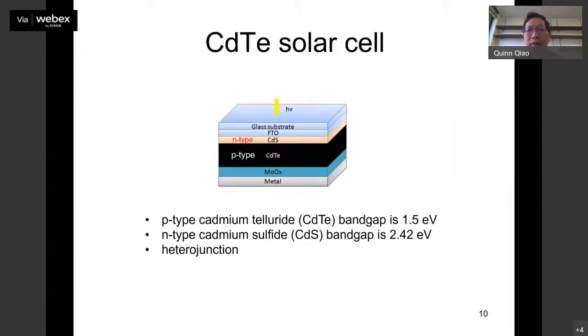So here shows an example of cadmium telluride solar cells. Basically you have cadmium telluride as P type, and then you have cadmium sulfide as N. Then you see this band gap Eg is 1.5 eV, and this band gap Eg is 2.42 eV. And then you form the junction, and their band gaps are different, right? So this is called a heterojunction solar cell.